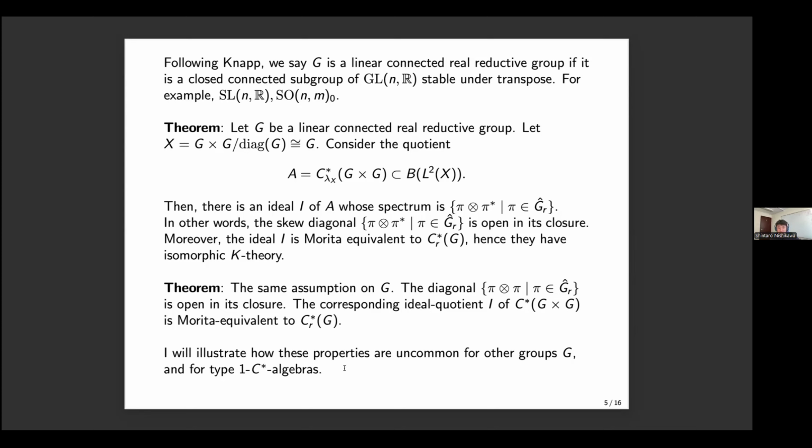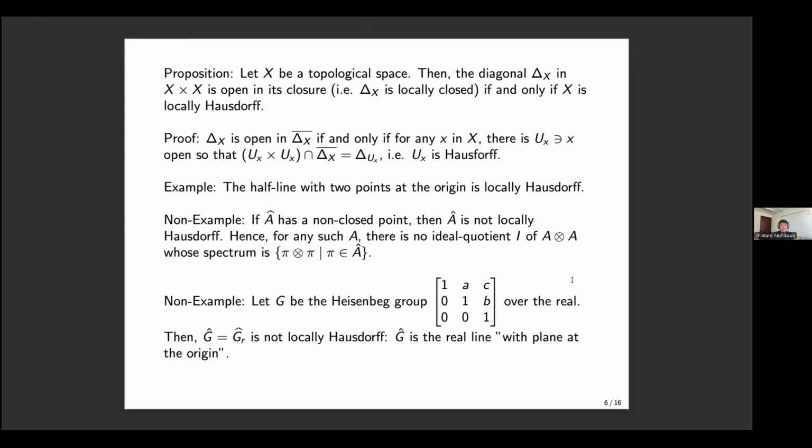But thanks for that. Okay, so what I want to tell you is, let's go back to the simple type 1 C star algebra or more general C star algebra setting. I will tell you this is very uncommon. And I think you will be convinced with the next 2 slides, or maybe 1 slide.